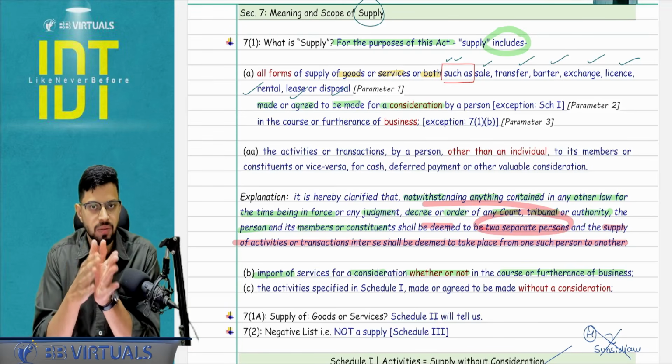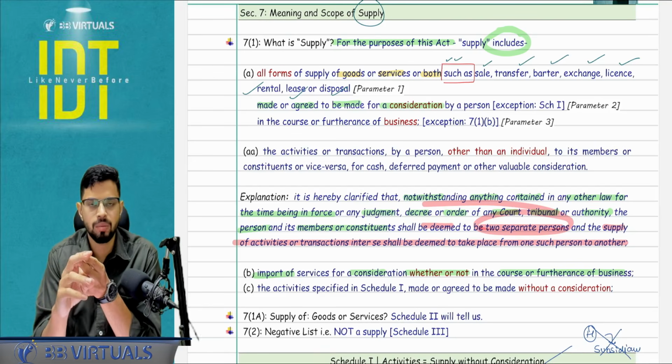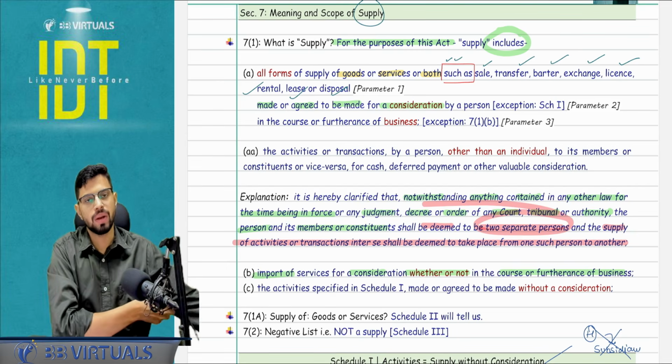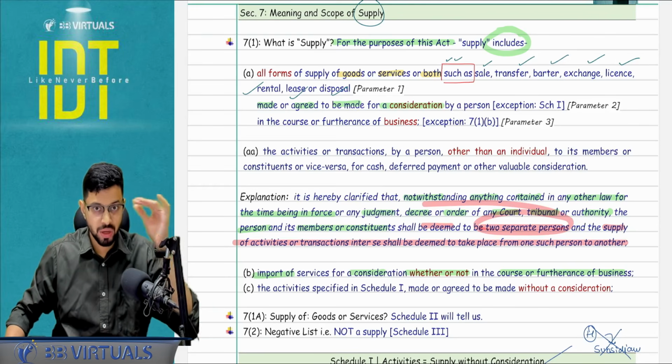7(1)(a), that is subsection 1 clause number A, talks about the three parameters of supply: that it should be goods or services, it should be involving consideration which can be there or it can be agreed to be made, and third, it should involve business. Yes, these were the three parameters of supply. Goods we have already revised, services we have already revised day before yesterday, right?